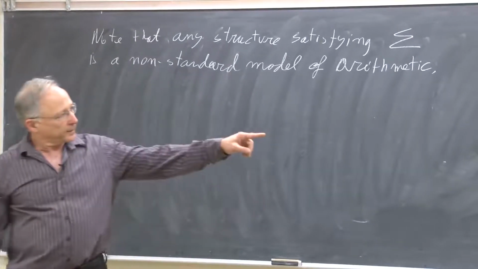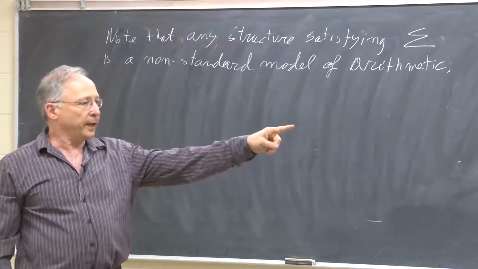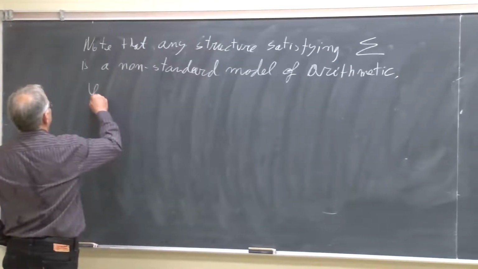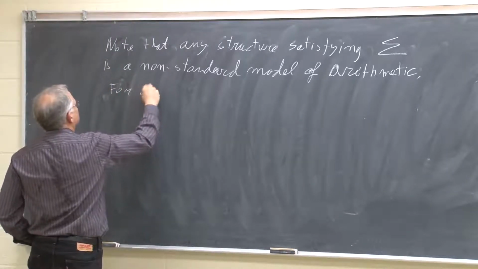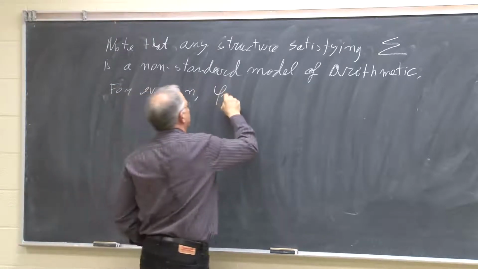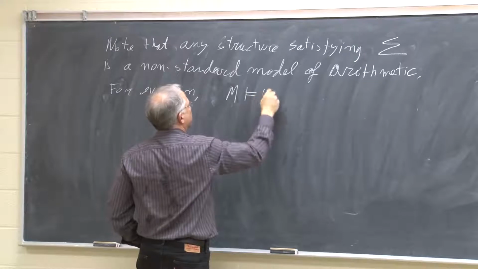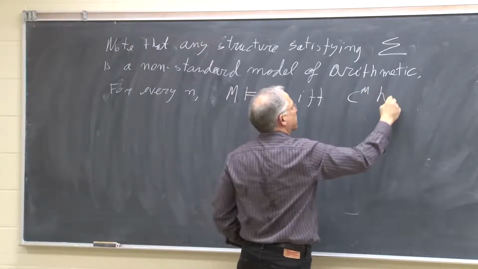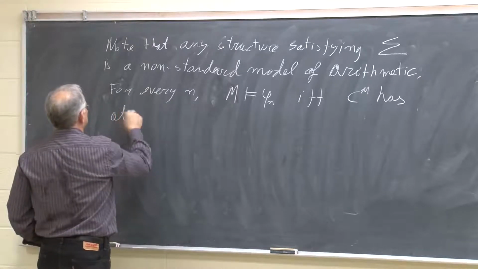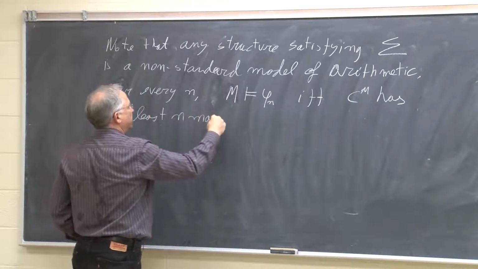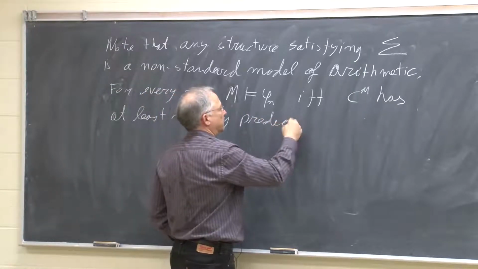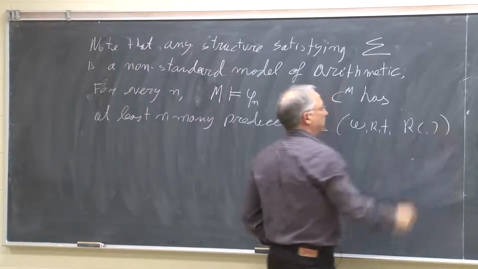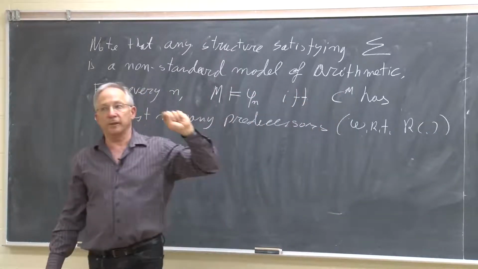Because it satisfies the theory of N, it satisfies all the formulas in the theory of N, and the phi n guarantee that the interpretation of C, for every n, phi n or M satisfies phi n if and only if C in M has at least n many predecessors with respect to R. So C of M is the interpretation of the constant C in the structure.